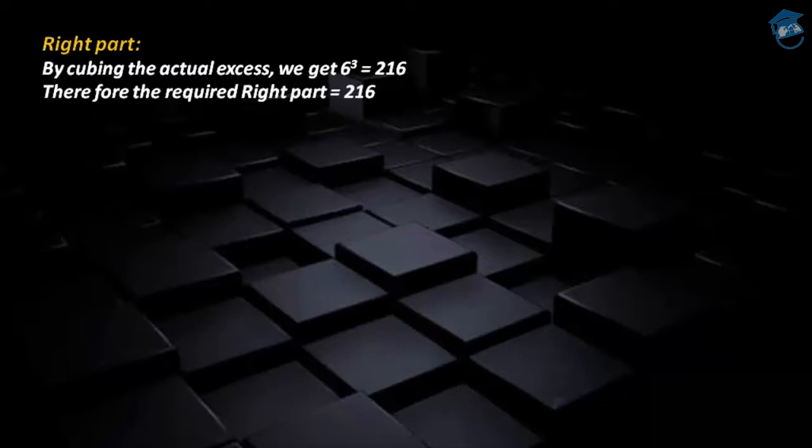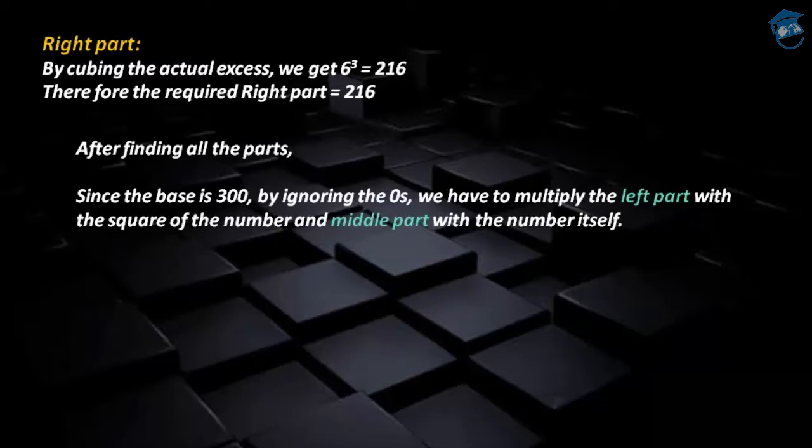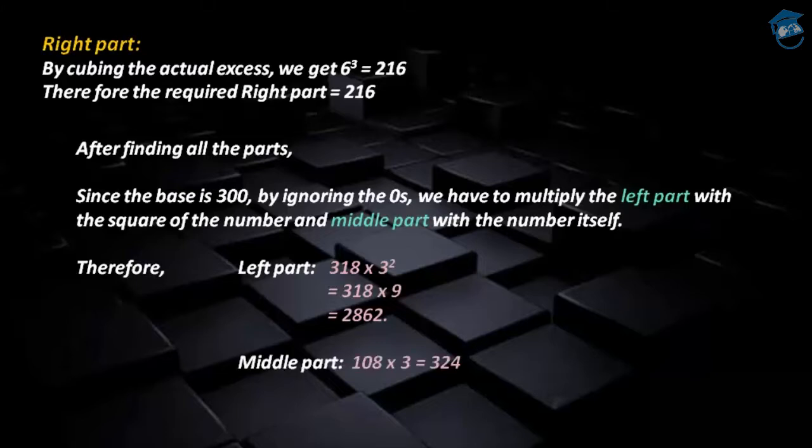After finding all the parts, now we have to take the base we have got, that is 300, and ignore the zeros, then we get a number 3. Now we have to multiply the left part with the square of the number, that is with 3 square, and the middle part with the number itself, that is with 3. So the left part here is 318 into 3 square, that is 318 into 9, and finally we get the product 2862. After completing the left part and now moving to the middle part, by multiplying 108 into 3 we get 324 as the product.